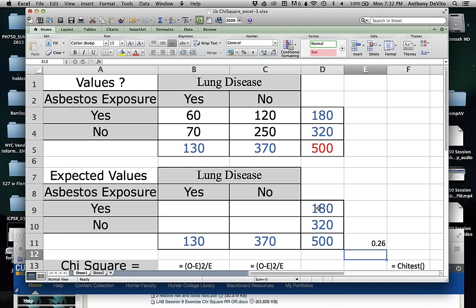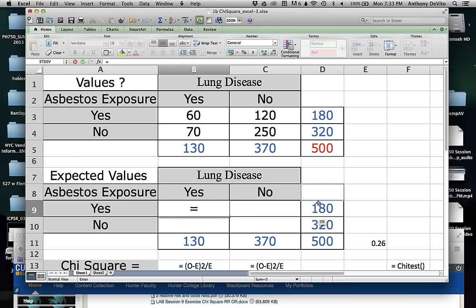So if I say to myself, if there's no association between being exposed or not exposed to asbestos and lung disease, let's say lung disease rather than lung cancer, if there's no association, I would expect both of these groups to get it at the same rate, or the average for the population, the prevalence, 26%. So how many of the 180 people that were exposed to asbestos would I expect to get lung cancer? I'm going to say that's equal to 180 times 0.26.